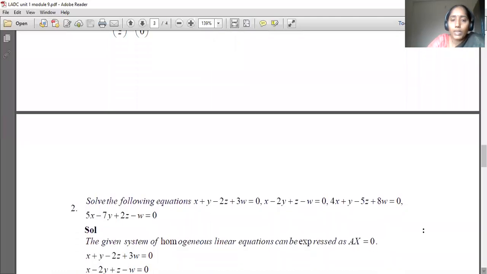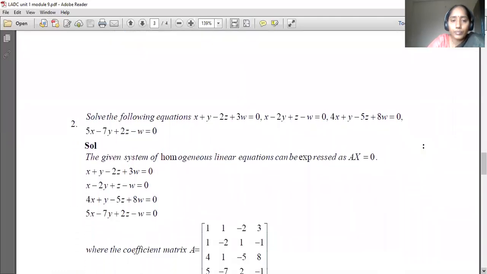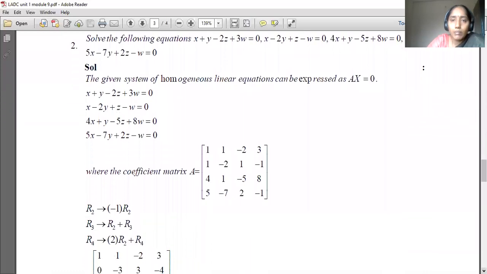Okay. Here one more example is there. In the same way, we can also discuss this. Here how many equations are there? 4 equations and 4 unknowns. Now, what is the first step? Write in the form of a matrix and then reduce it into echelon form.